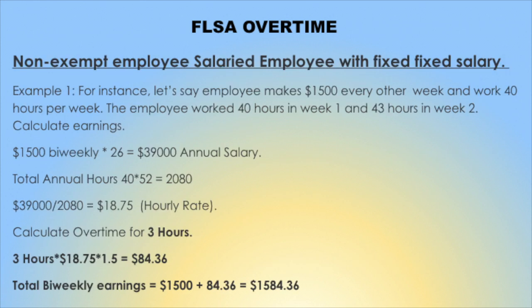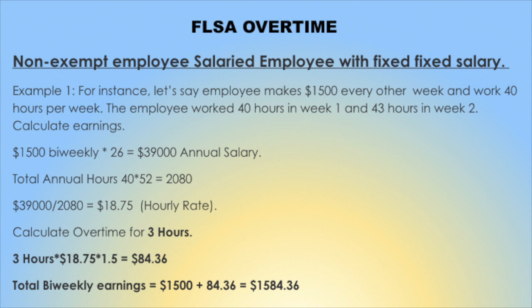Let's look at one more example where the pay frequency is bi-weekly and we have to calculate the earnings for this pay period. In this example, the employee makes $1,500 every other week and the employee worked 40 hours in week 1 and 43 hours in week 2. So the employee gets $1,500 for 80 hours worked. So how do we calculate the hourly rate?